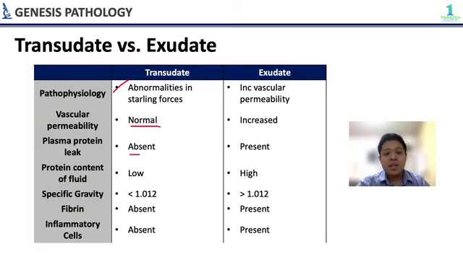The plasma protein leak here is absent and the protein content of the fluid is low because nandun lang naman sila sa loob ng capillary, ang lumalabas lang is the fluid, kaya clear. Siyempre, since clear siya, low ang specific gravity niya and walang fibrin and inflammatory cells. Next, you have your exudate. So, di ba, sa inflammation, there is increased vascular permeability. There is a present protein leak and high protein content of the fluid. Since nagko-contract yung endothelium, kaya lumalabas ng protein, di ba? So, because of that, mataas ang specific gravity, may fibrin, and there is inflammatory cells. So, an example of this is pneumonia.